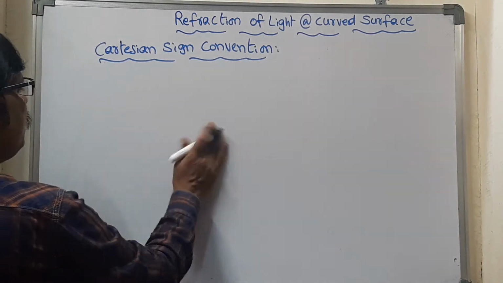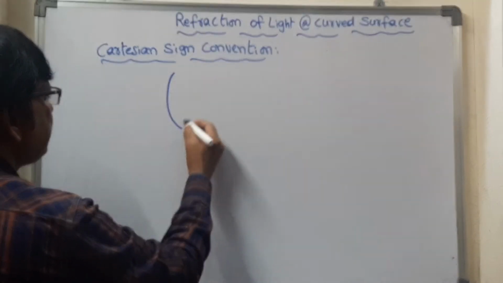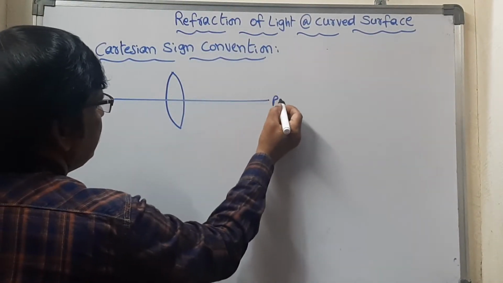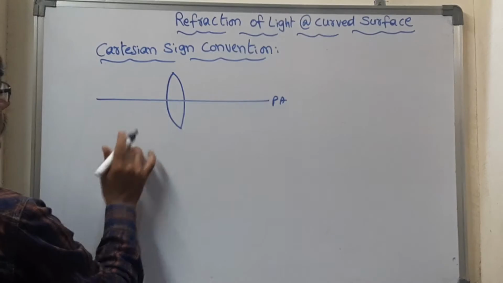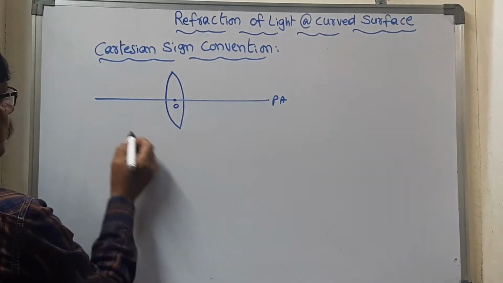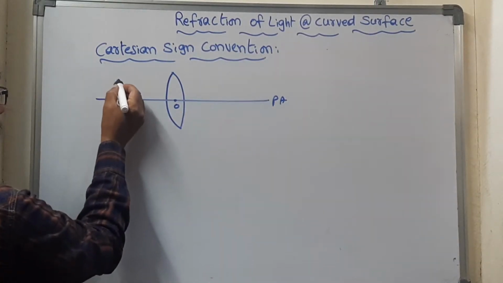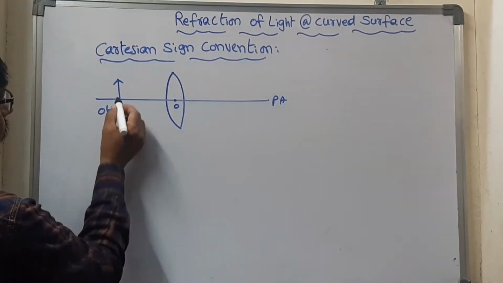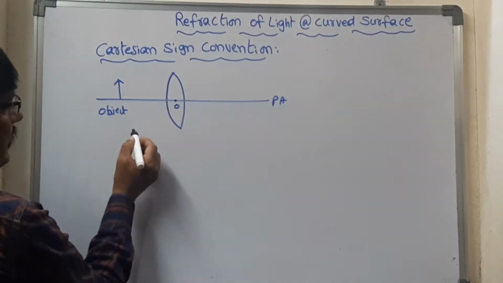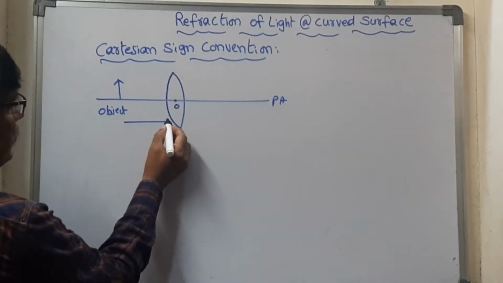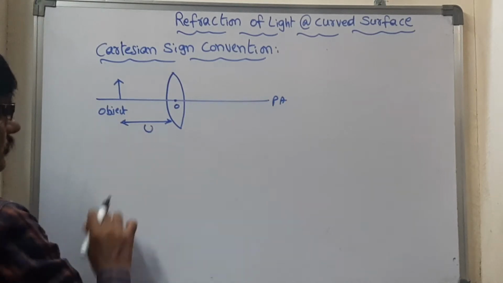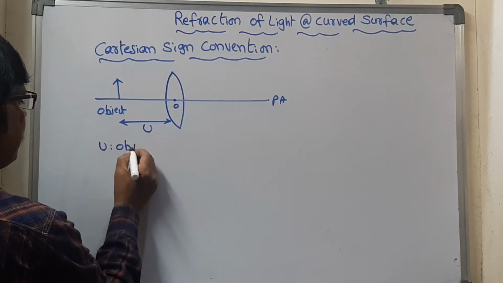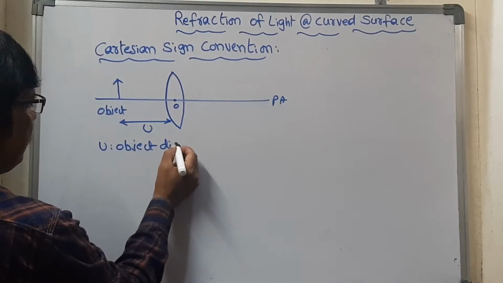Suppose we take any one thin lens. This is the principal axis, and this is the optic center, as we know. Now let us place an object here. The distance between the object and the optic center, let us take as u. What do we call u? U is called the object distance.